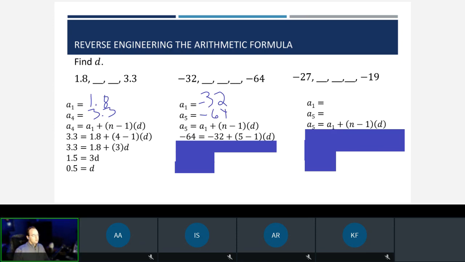So the common difference is subtracting 8, negative 8. And we can always check that pretty easily. Negative 32 minus 8, minus 8, minus 8, and then minus 8 should be negative 64. And I think that's right.